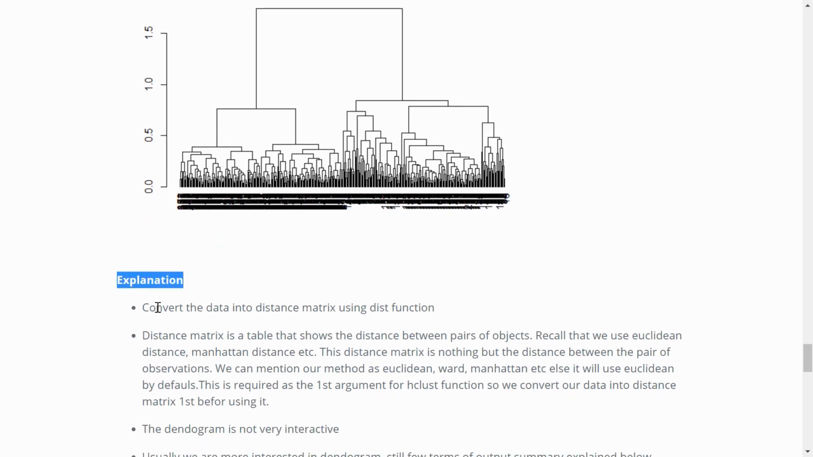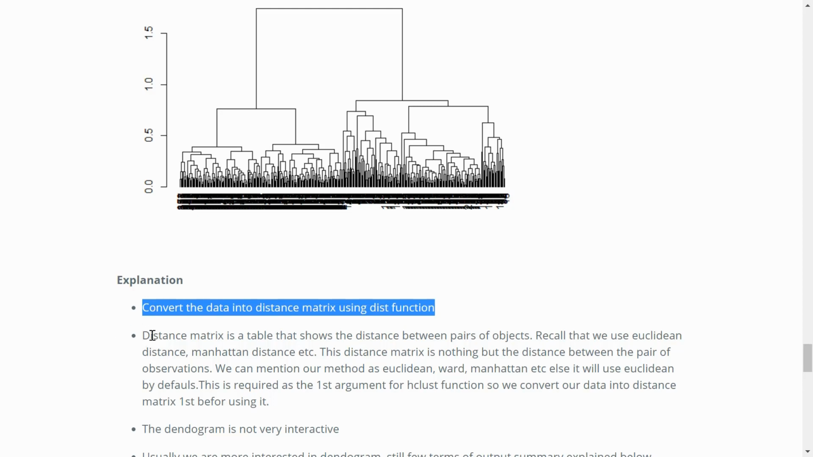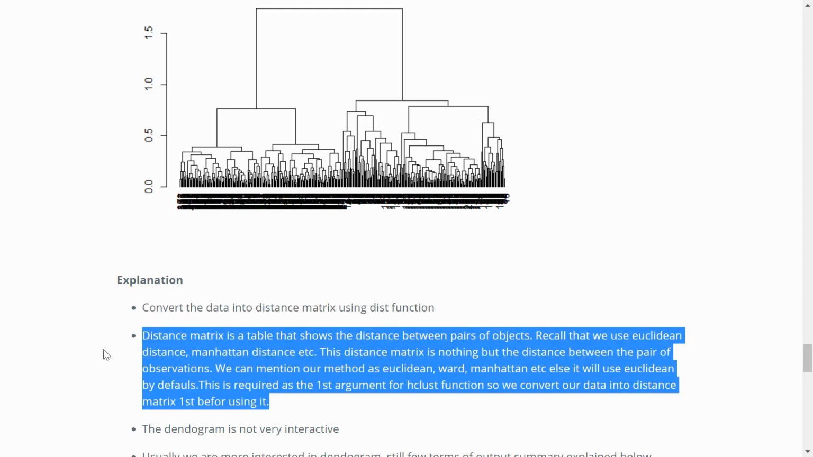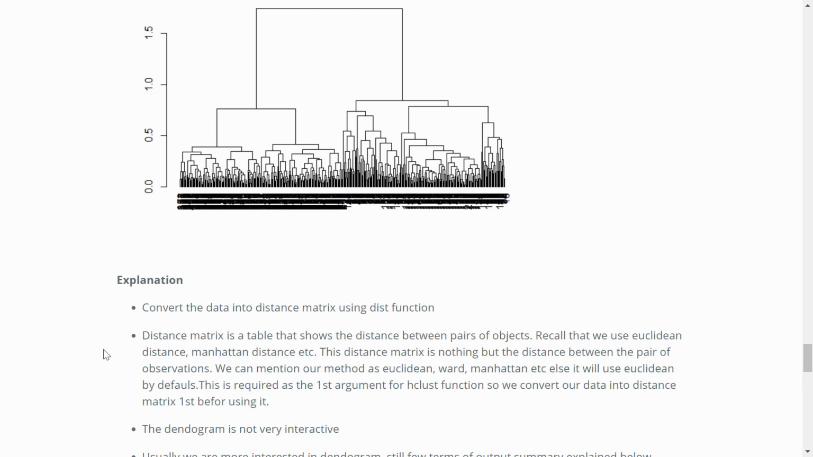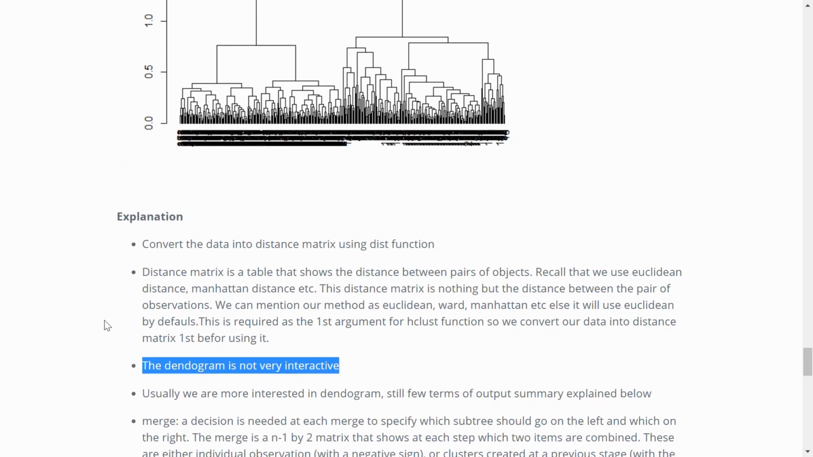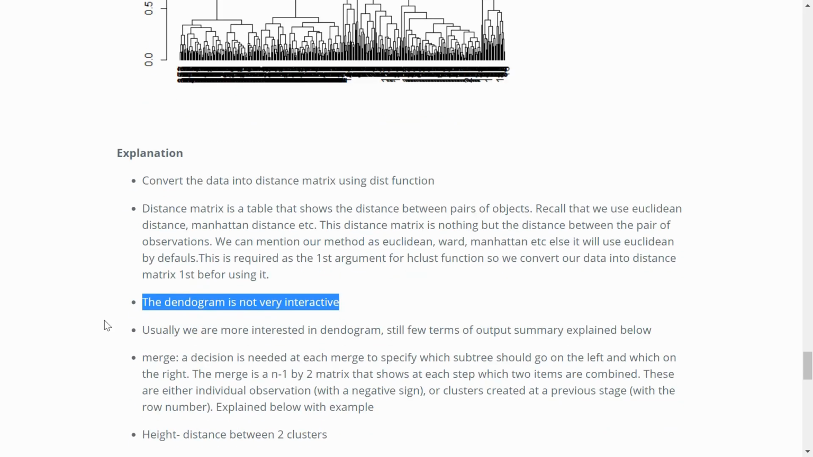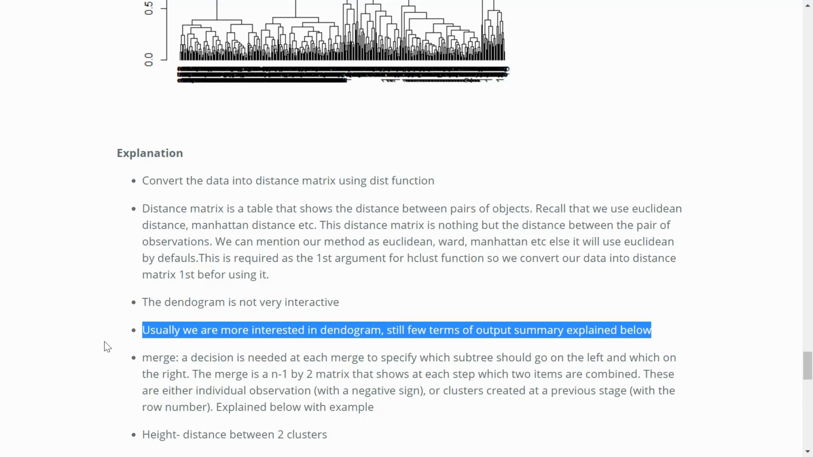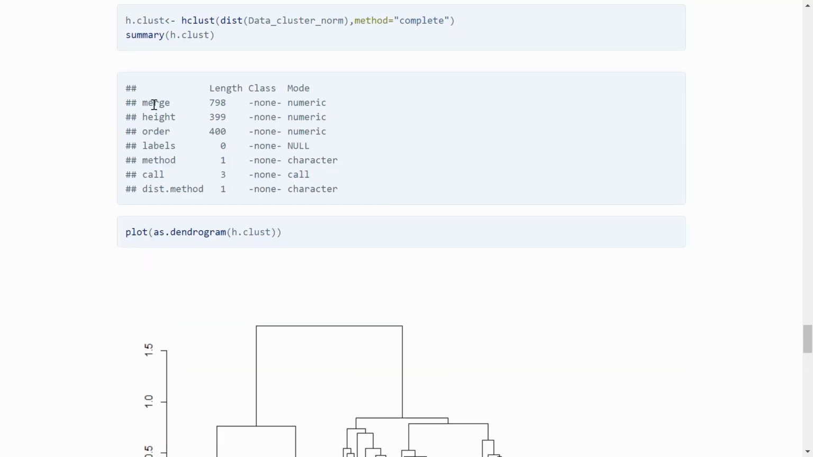Now the first 2 points are talking about the distance matrix that we have already discussed. Then the third point says the dendrogram is not interactive. That also can be observed from the plot itself. Then we'll move to the fourth point, which says usually we are more interested in the dendrogram. Still, a few terms of the output summary of hclust are explained below. So let's see what these terms are.